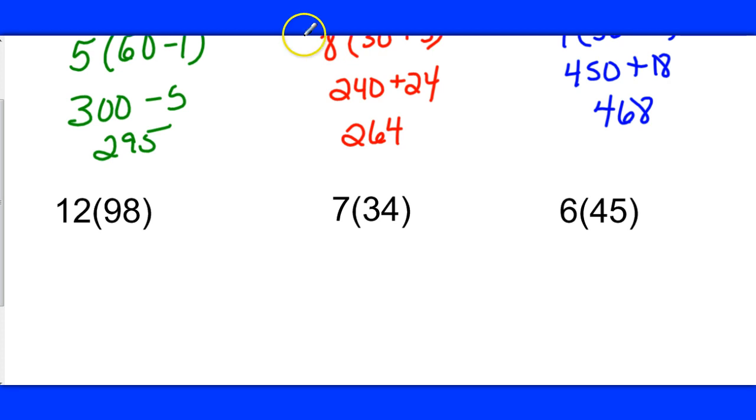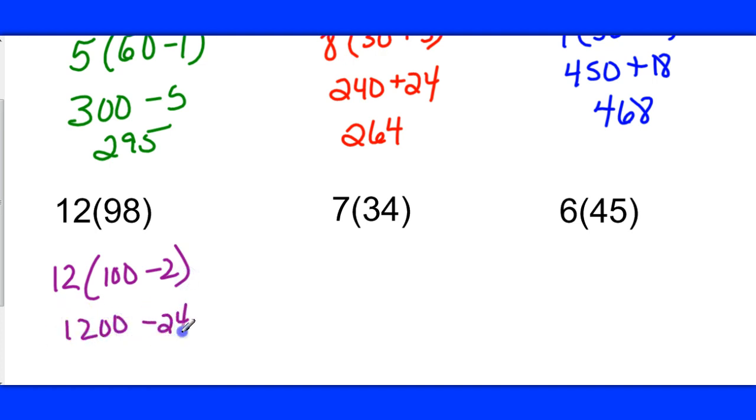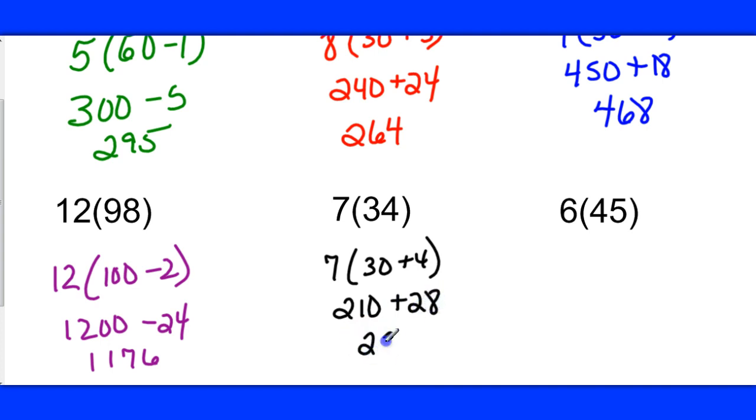This one would be 12 times 100 minus 2. That's 1,200 minus 24, which is 1,176. Okay, see how this is? This is kind of neat, isn't it? So 7 times 30 plus 4 is 210 plus 28, which is 238. And for this last one, you could actually go either way.